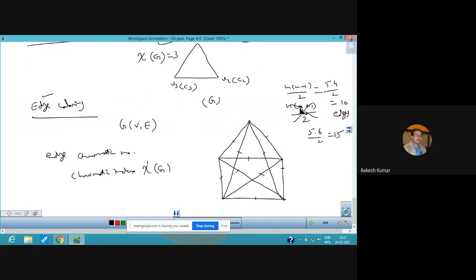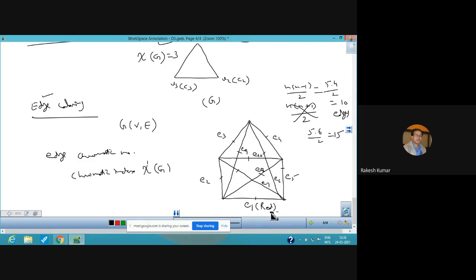Now you can name the edges also. This is your first edge E1, and this is your E2. This is E3, this is E4, this is E5, and we have E6, E7, E8, and E9. This one is E9, and this is your E10. Now a total of 10 edges are there, and the concept is, suppose we have given the red color to the first edge.